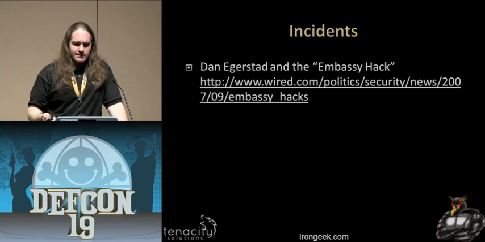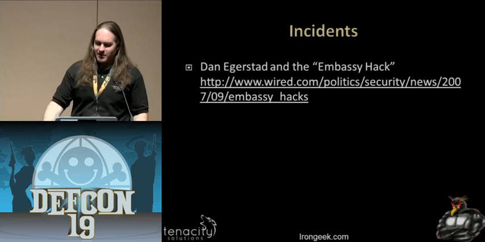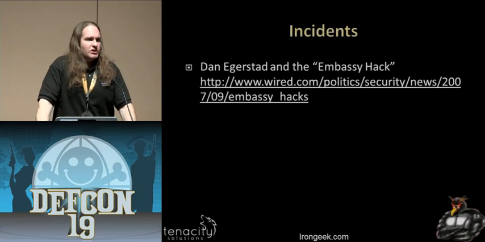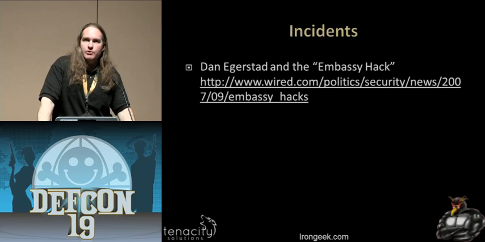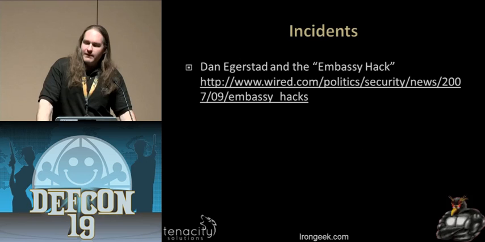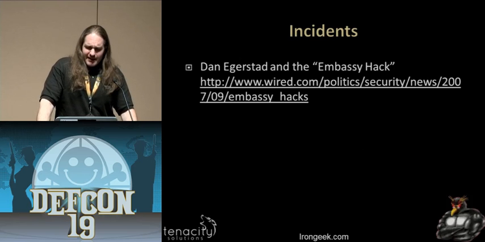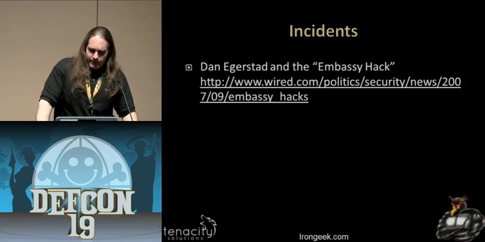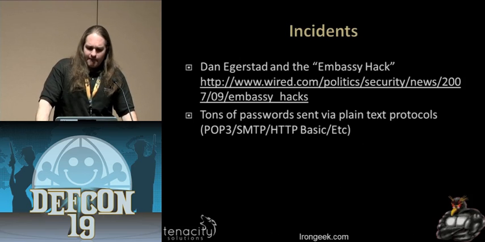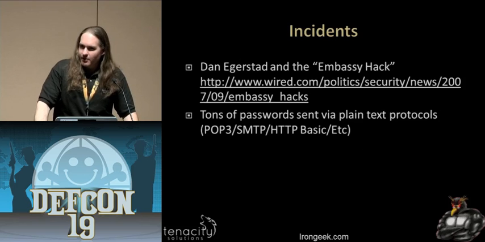A few instances: Dan Egerstad, the whole embassy hack, as it was called back in 2007. Essentially, workers at embassies were using Tor to tunnel out of the host country so they could do things anonymously. Unfortunately, the things they were doing didn't lend themselves to being particularly anonymous. The host country may not have been able to directly spy on the communications, but when you're using POP3, SMTP, HTTP basic authentication, and other plaintext protocols, the person sitting at that exit point can sniff it.